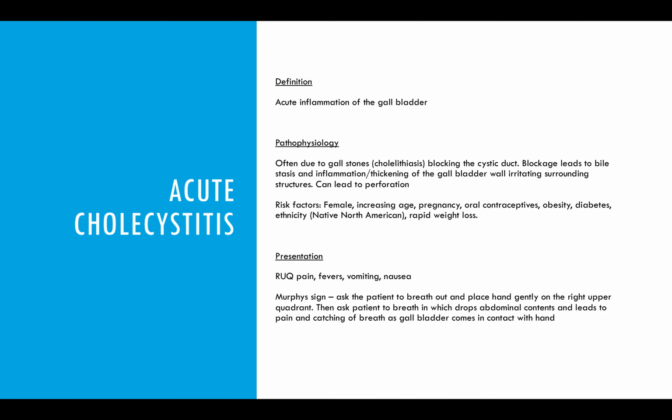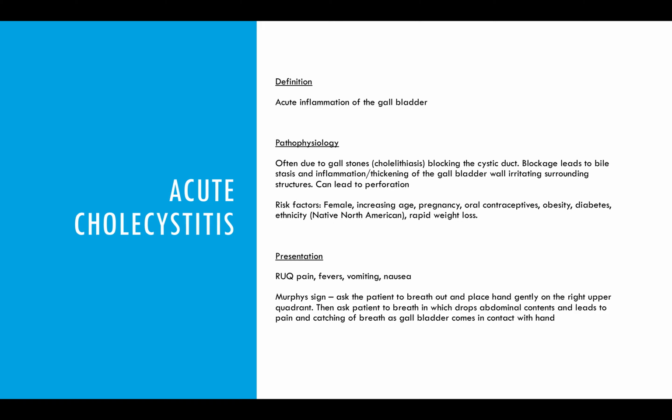Your acute cholecystitis, so it's acute inflammation of the gallbladder. Now what happens is patients often have gallstones. They'll often know that they have gallstones. They'll often have had attacks before. What happens is, when the gallbladder contracts, the gallstones block the cystic duct. So the gallbladder is contracting against the cystic duct. And that's important because it often happens when they eat.